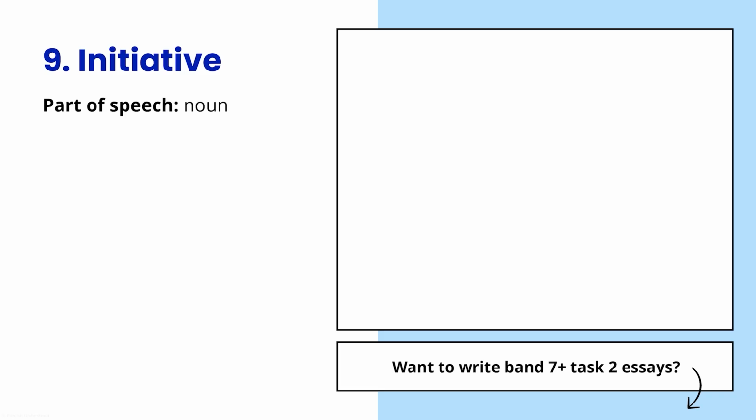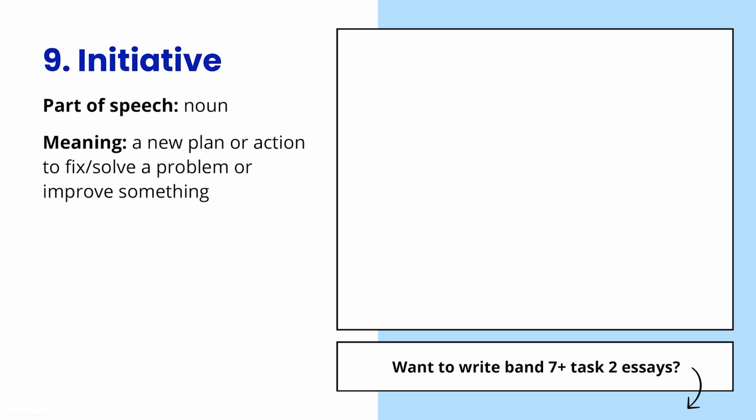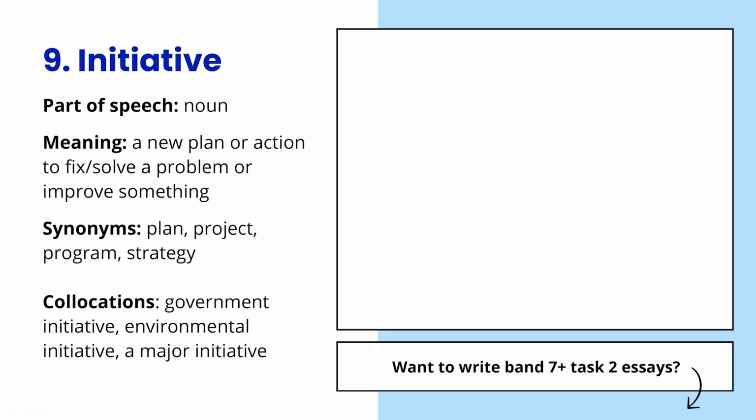Now, initiative is a noun and it means a new plan or action to fix or solve a problem or to improve something. Some synonyms are a plan, a project, a program, or a strategy. Here are some collocations. Government initiative. So this simply means a government plan or action. Environmental initiative. Major initiative. So a major initiative would mean a big plan or a big strategy.